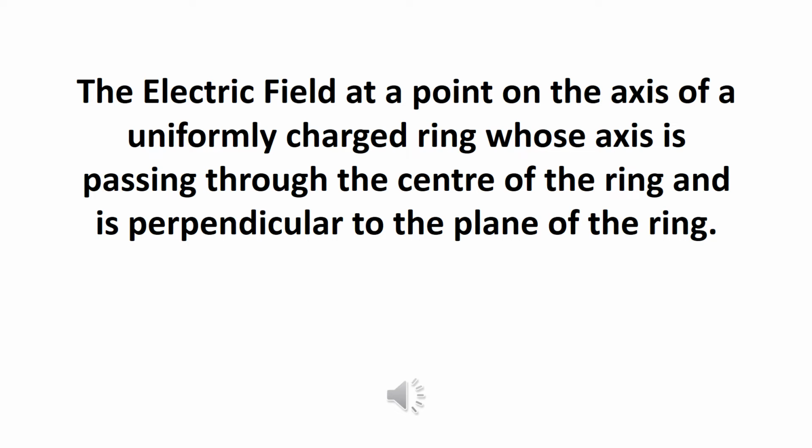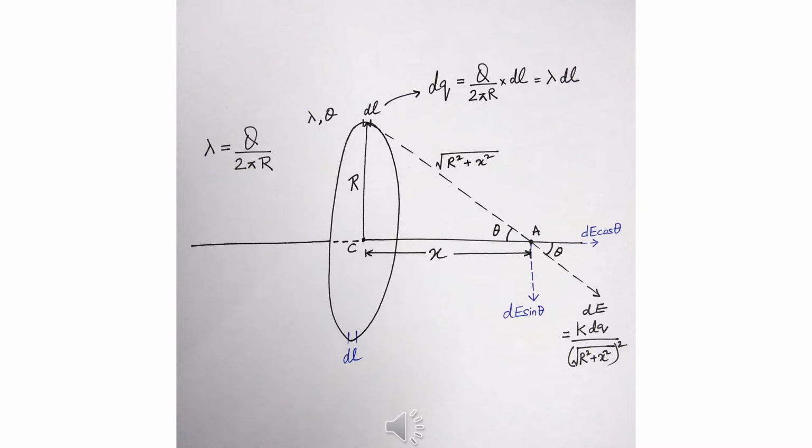Today we will learn to derive electric field at a point on the axis of a uniformly charged ring. The axis is passing through the center of the ring and is perpendicular to the plane of the ring. Now we will draw the diagram required for this derivation. You all have to draw this diagram here and now. So pause the video so that you are able to understand the question further.